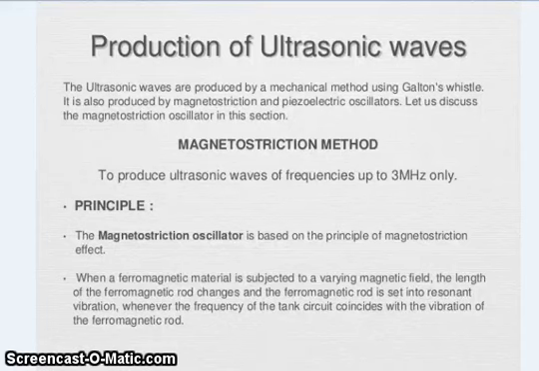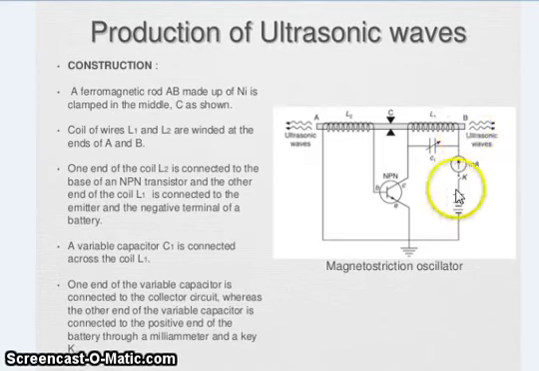Again, I repeat, when a ferromagnetic material is subjected to a varying magnetic field, the dimension of the rod changes, and the ferromagnetic rod is set into resonance. And it is in resonance with the frequency of the tank circuit. Right, or you can say when the frequency of the tank circuit coincides with the vibration of the ferromagnetic rod, then resonance occurs. Okay, so this is the diagram for the production of ultrasonic waves.